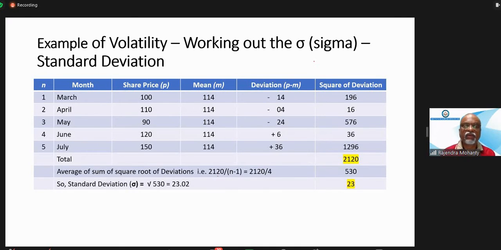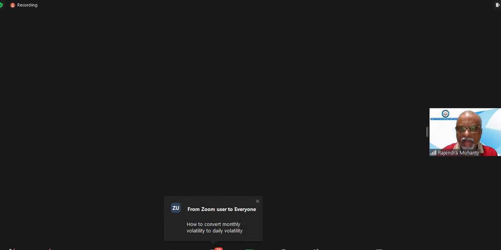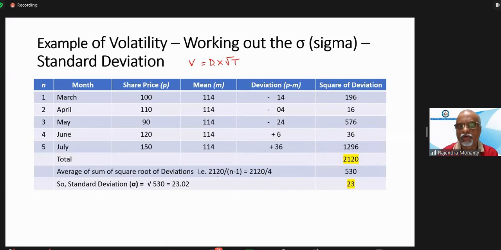Any question till now you ask me? Sir, monthly volatility to daily means? The formula is simple. The formula I told you: volatility equals daily volatility multiplied by square root of T. So what type of volatility, which information are you having? Out of these three, two pieces of information are given in the question. So you tell me what information you have.